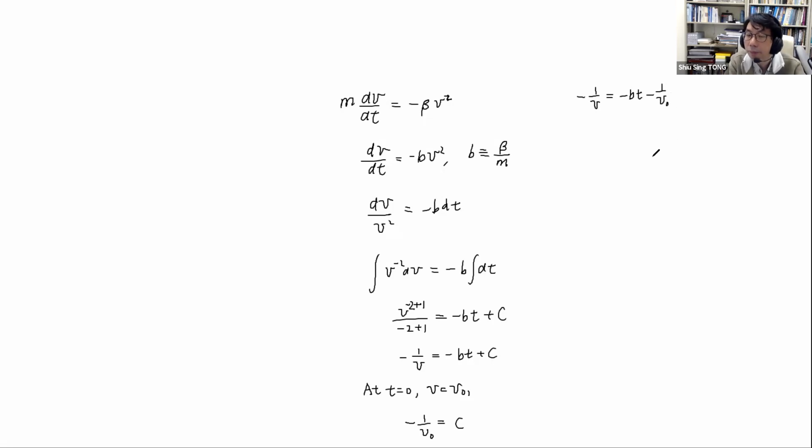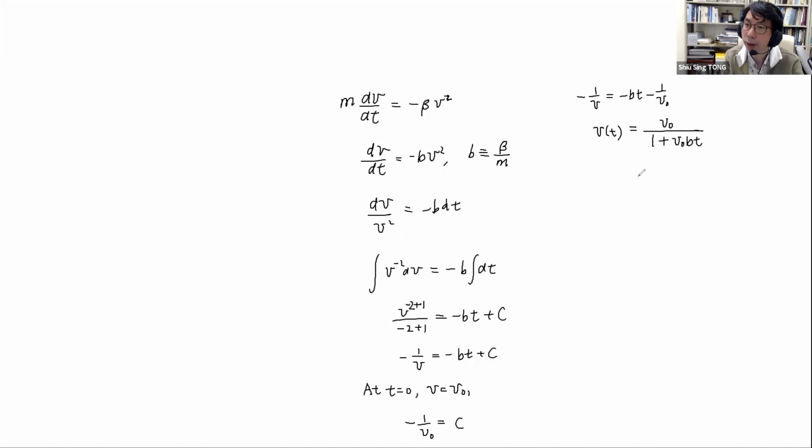Is that right? Now we want to cancel all the minus signs, and then we take the reciprocal to get v as a function of the time t, right? And so this is just what? This is just v naught divided by 1 plus v naught bt. Is that right? So this is a solution.